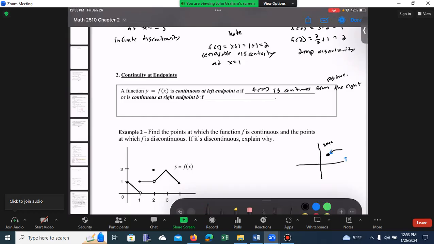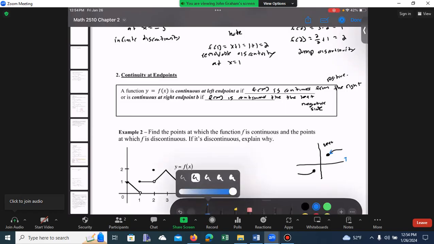It's continuous from the right endpoint if f of x is continuous from the left, the negative side. So this point, coming in from the left, the negative side, has to be continuous going into the right endpoint.